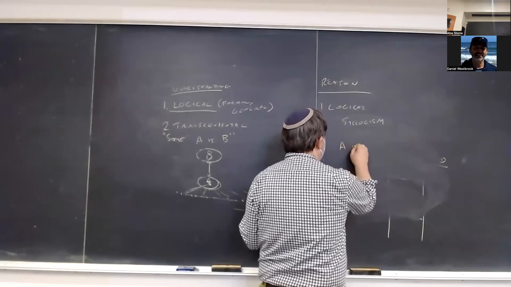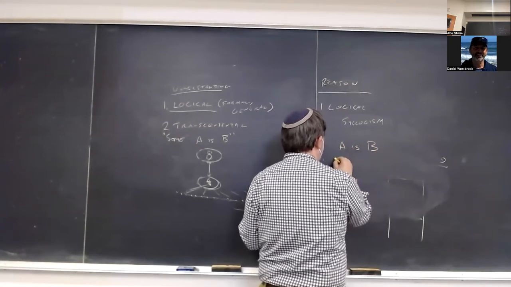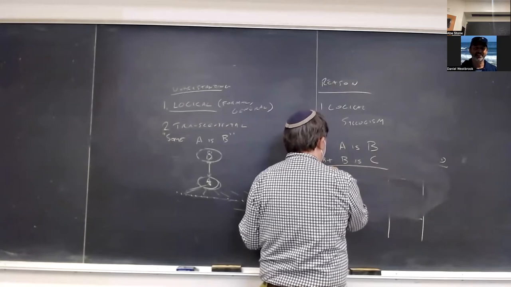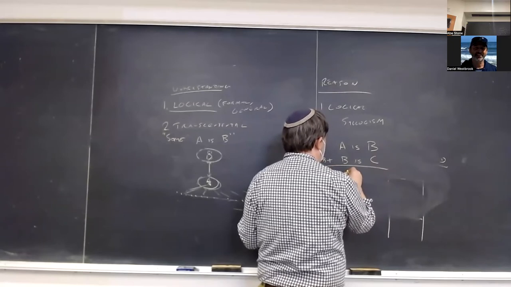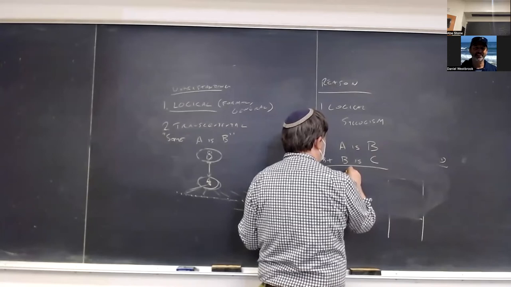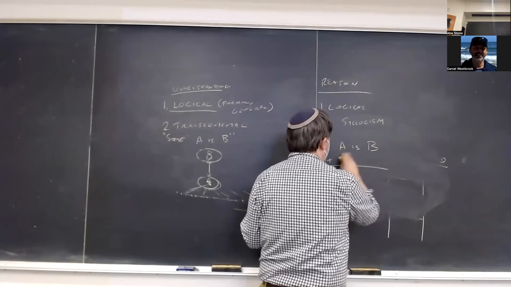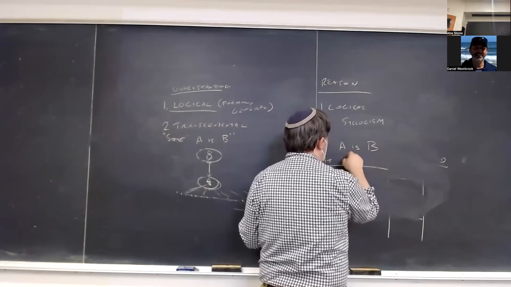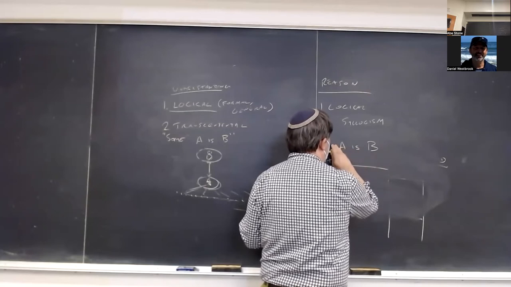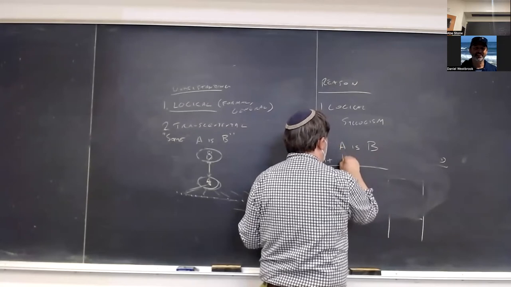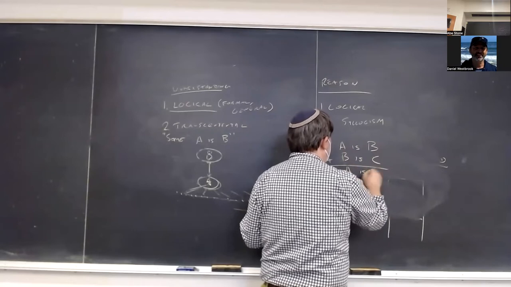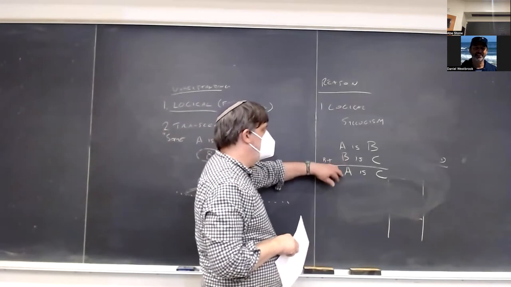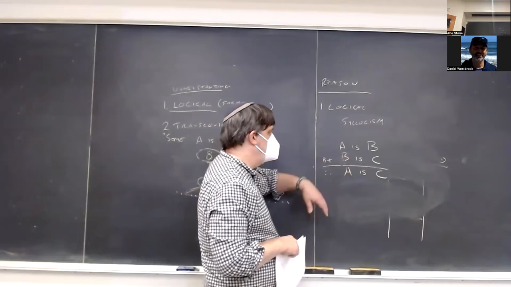You know, they go like this. This is the simplest version. A is B, but B is C. Therefore, A is C. Understanding that these are universal judgments: so all A is B, but all B is C, therefore all A is C.